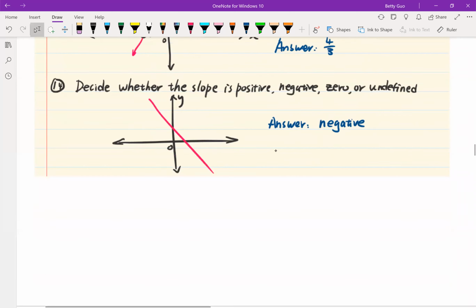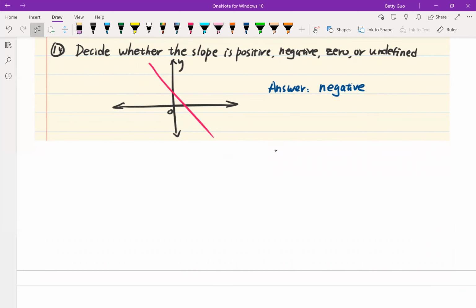Number 14, decide whether the slope is positive, negative, 0, or undefined. If you look at the graph from the left to the right, the straight line is going down. So the corresponding slope is negative.